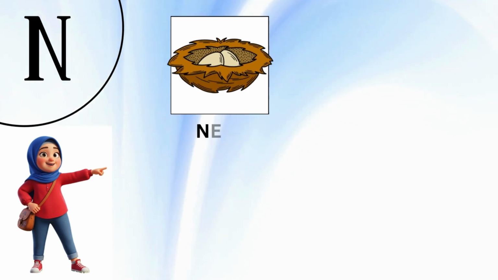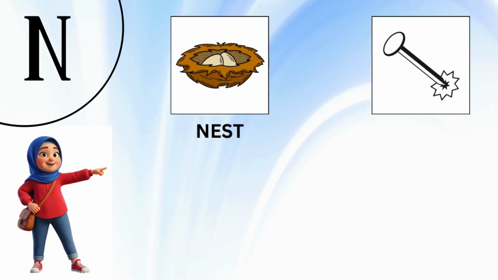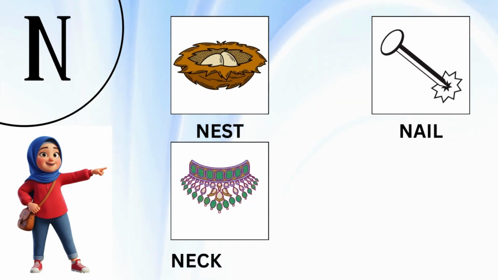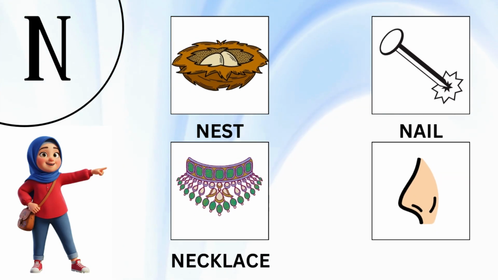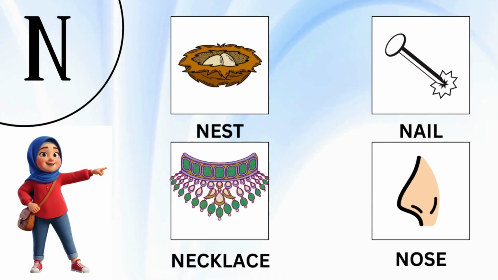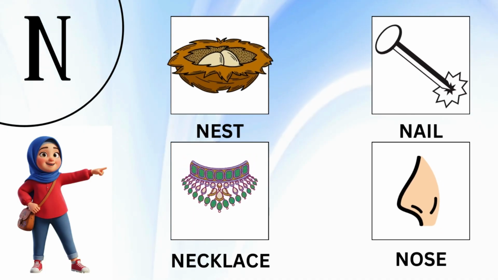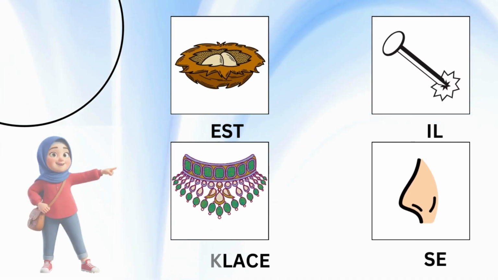This is letter N. N is for nest. N is for nail. N is for necklace. N is for nose. Nest, nail, necklace and nose.